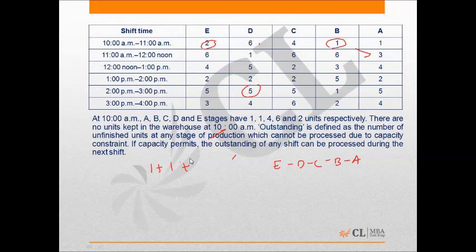Now coming to stage C, it had 4 units between 10 and 11, and they get shifted to B at 11, and the capacity of B between 11 and 12 is 6. So all these 4 units will get processed and they'll move to stage A at 12, and the capacity of stage A between 12 and 1 is 4. So all the 4 units that are at C between 10 and 11 will get processed as final units between 12 and 1.